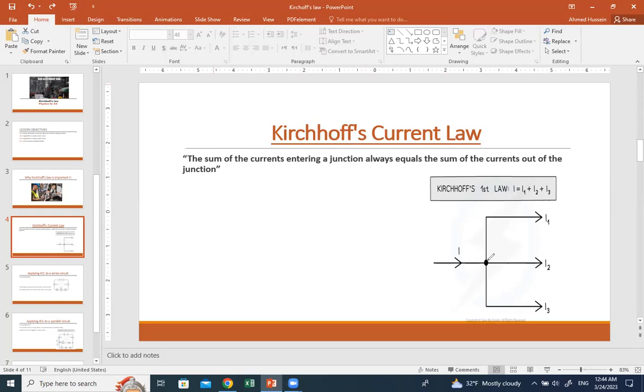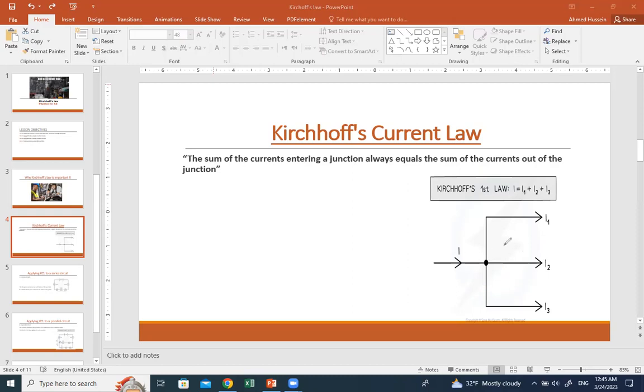As we see, this black dot is a junction, and the definition of a junction is a point where at least three branches of circuit paths meet. Of course, here we have one branch, two, three, four. So we have four branches meeting, but even with at least three branches meeting, it will be a junction. From junction to junction is a branch. So every path connected to a junction is called a branch.